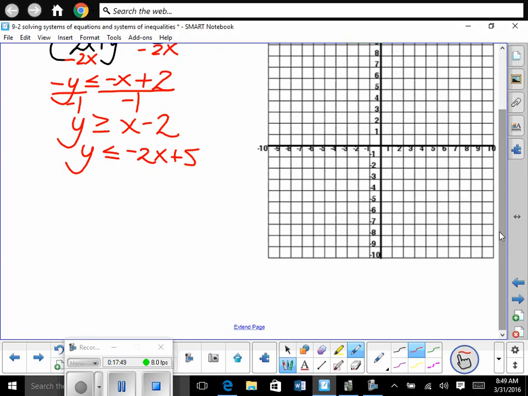So we'll graph our first one. y is greater than or equal to x minus 2. So we're graphing this line. Its y-intercept is negative 2. Our slope's 1. So we're going up 1 over 1.